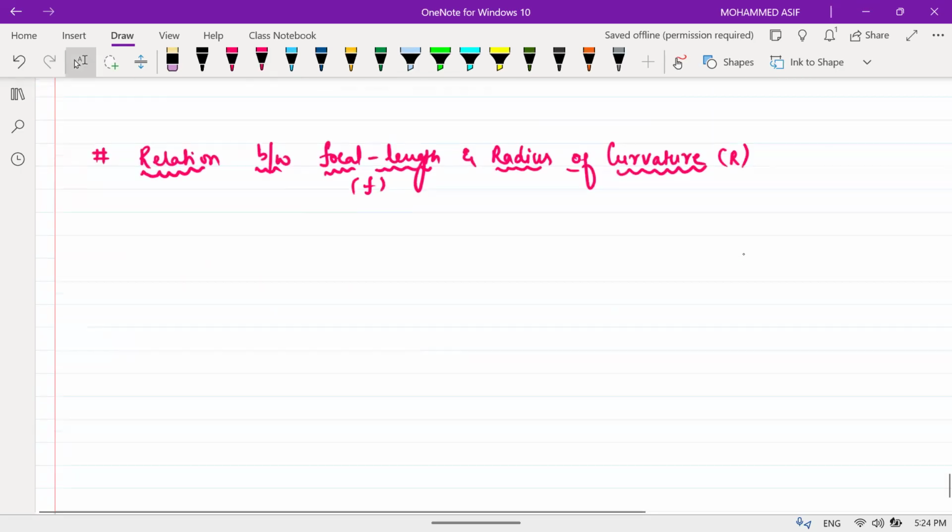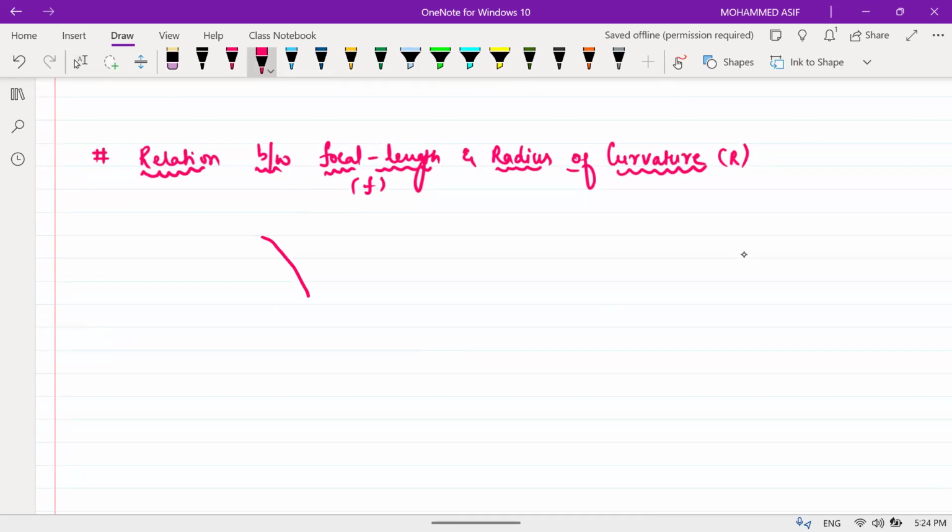Okay, now look at the ray diagram. If I'm talking about a concave mirror, this is your concave mirror, this is your principal axis, and the silvering of the mirror is on the outside like this. This will be the pole of the mirror P. This point is your center of curvature C, and this will be your focus F.